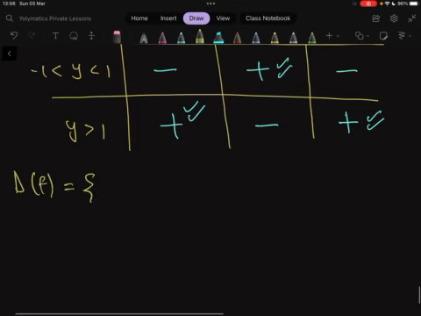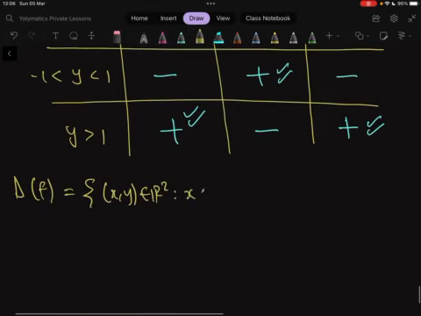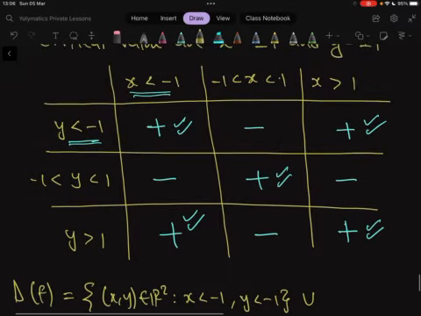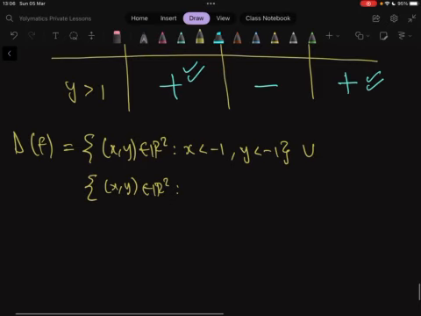So the domain of f is first all (x, y) elements of real numbers such that what? So the first region, x and y are both less than -1. So you will say x less than -1, y less than -1. Then union what? The second region is (x, y) elements of R squared such that what? So we see in the second region that x is greater than 1, but y is less than -1.